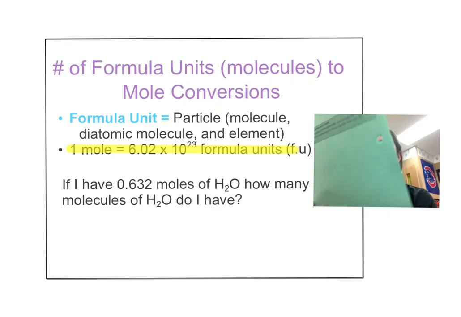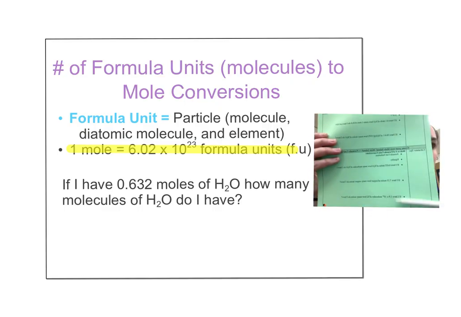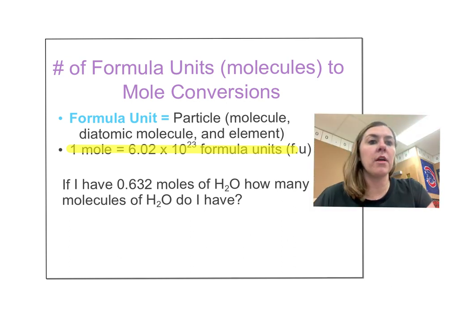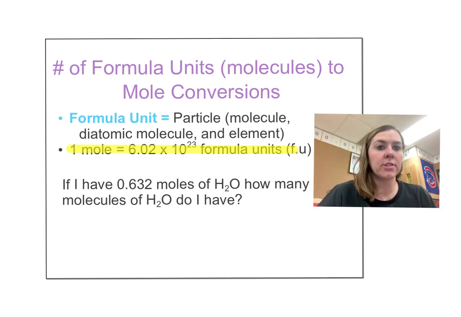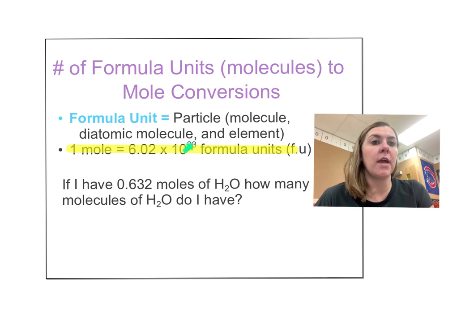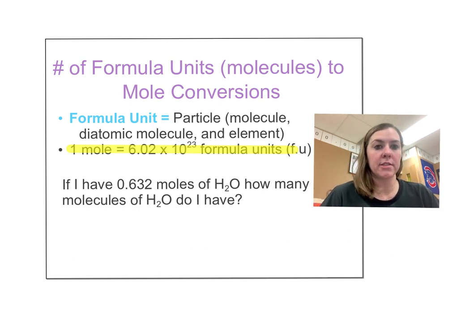All right, back to our notes. So we are on this section here. It's where it says formula unit definition. Okay, the formula unit is a particle, and that can be a molecule, a diatomic molecule, or an element. And we know that 1 mole of anything is equal to 6.02 times 10 to the 23rd formula units.